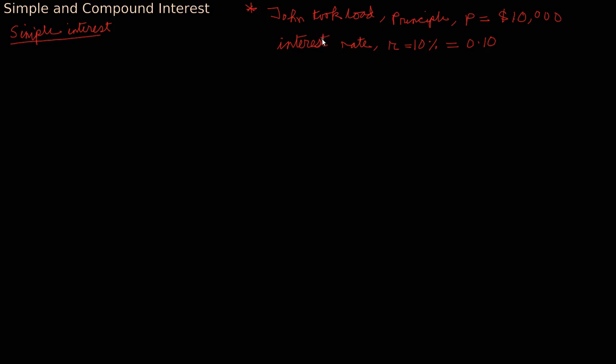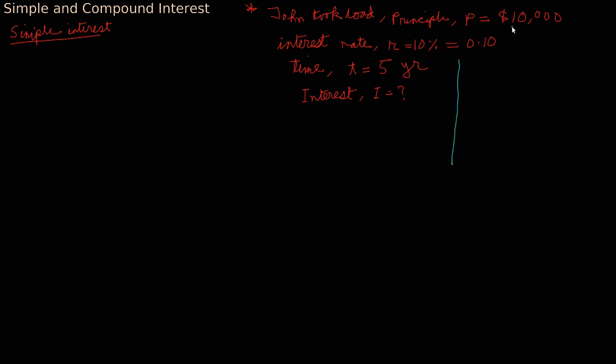Now after 5 years we want to know how much money John has to pay back. So after 5 years, that means time T equals 5 years. And we want to find the amount of interest he has to pay back, I. That's the value we need to find.